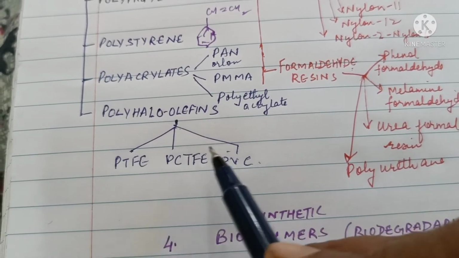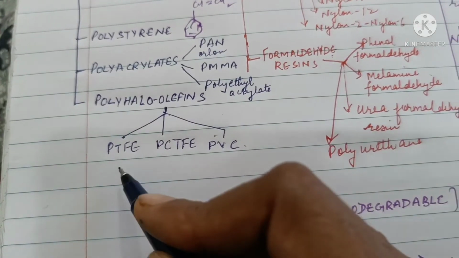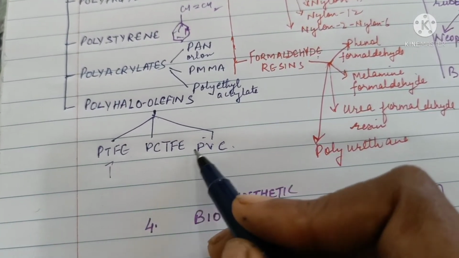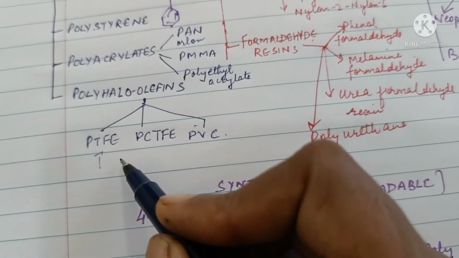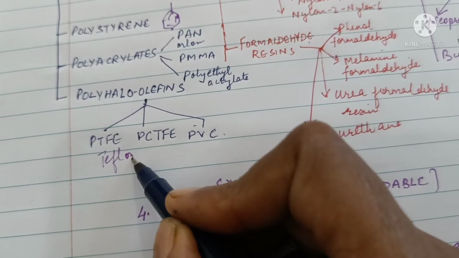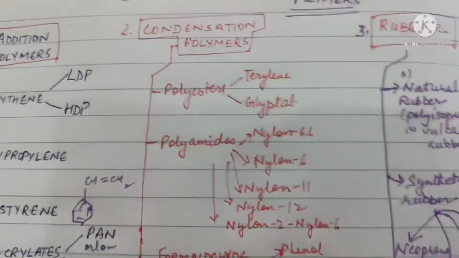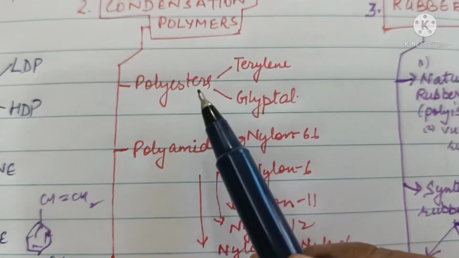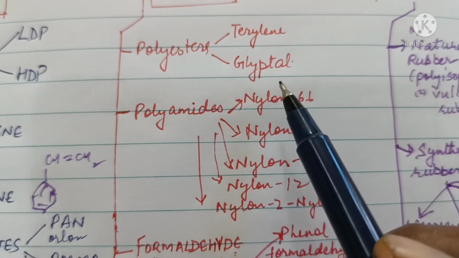These were of three types: polytetrafluoroethylene or Teflon, polymonochlorotrifluoroethylene or PCTFE, and polyvinyl chloride, PVC. Then in the condensation polymers, we did polyesters, which were of two types, terylene and glyptal.